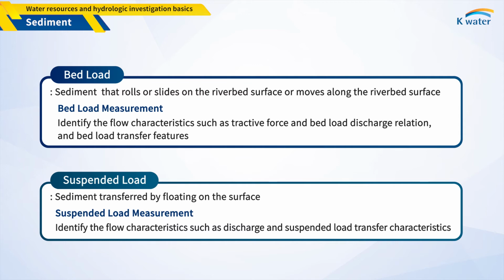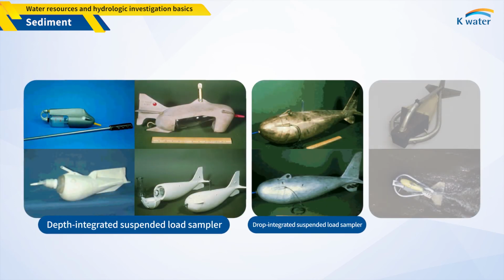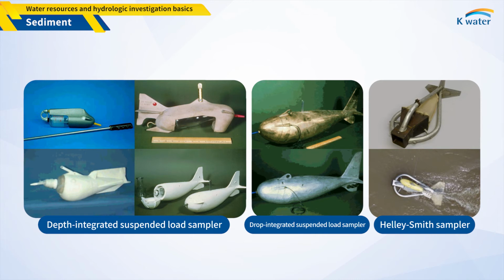The bed load sediment measurement aims to identify the flow characteristics such as tractive force and bed load discharge relation and bed load transfer features. And the suspended load sediment measurement is conducted to identify the flow characteristics, such as discharge and suspended load transfer characteristics. Sediment is measured by lowering or raising the sampler according to each section of the river. Depending on the field conditions, both the suspended load sampler and discharge measurement can be used simultaneously. For measuring sediment, depth-integrated sampler and drop-integrated suspended load sampler are used.